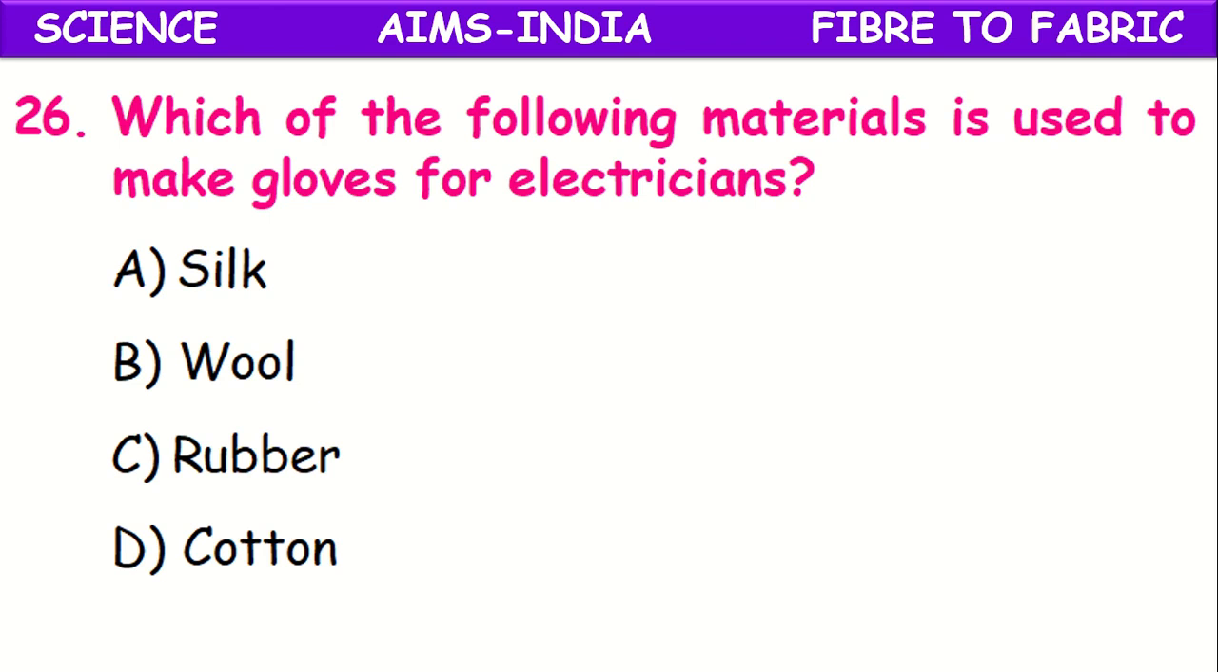Which of the following materials is used to make gloves for electricians? So the gloves which are used by electricians should be bad conductors of electricity. They should not pass current through them. So out of these all, if you observe, rubber is a poor conductor of electricity. It won't allow any electricity through them, so that the electrician will get protection from electric shocks. So those gloves should be made with rubber.